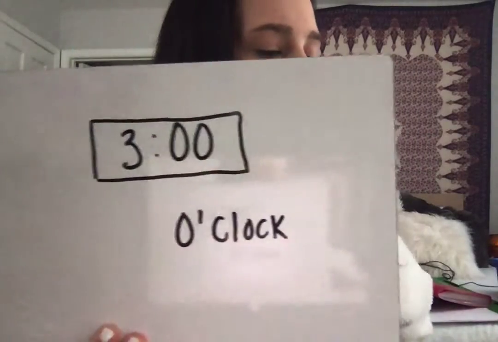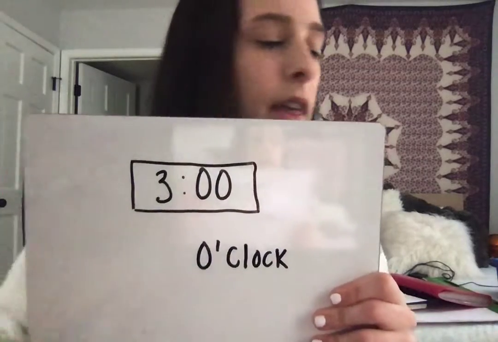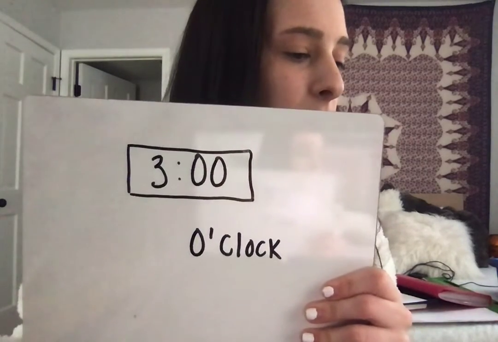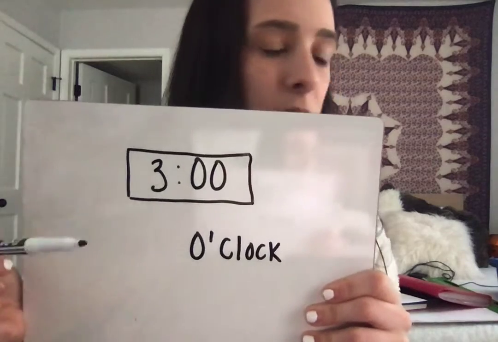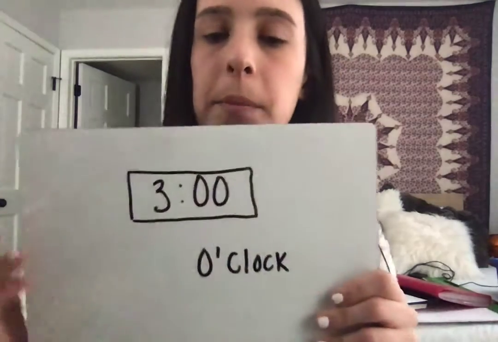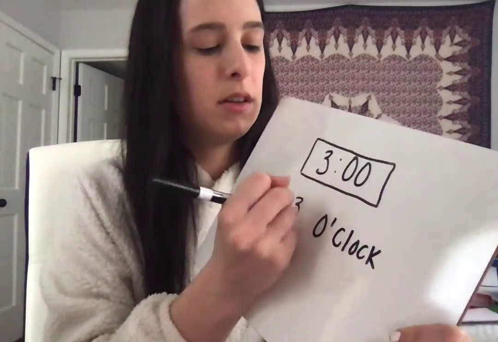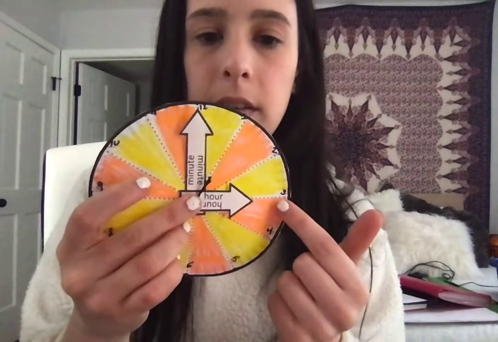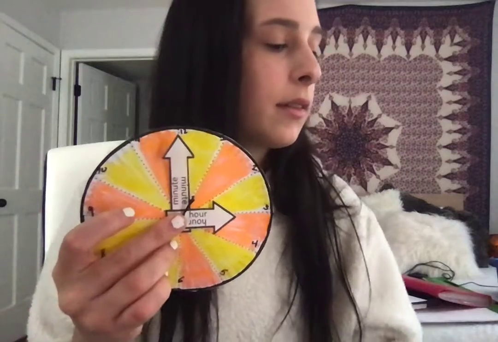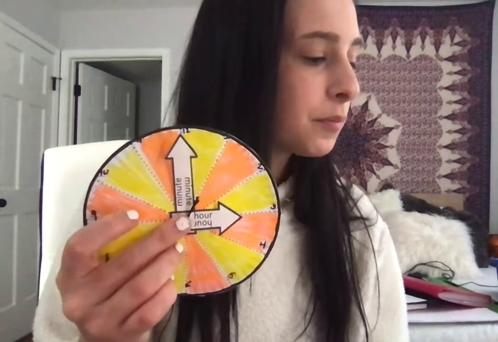Now what time is it? You read the hour first and then the minutes. So what time is it? It's 3 o'clock. That's what it looks like in words. 3 o'clock. And then if I want to show you that on the clock we made, remember we read our hour hand first. My hour hand's on the 3, and my minute hand's on the 12, so it's 3 o'clock. That's what it looks like on this clock.